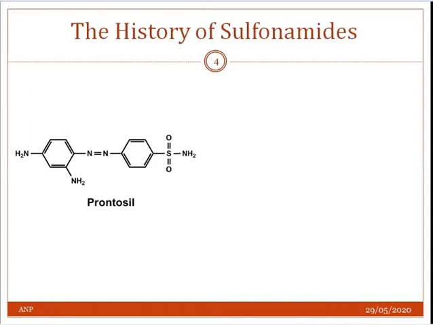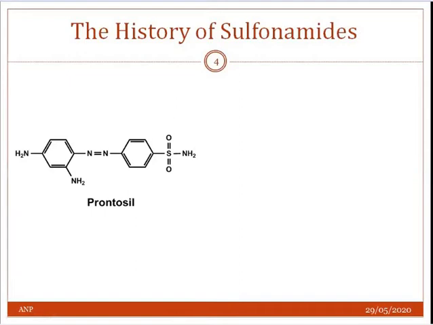In vitro means on your experimental culture, on your microbial culture, right? So no antibacterial effect was observed in vitro. We can say, in other words, prontosil could not kill the bacteria grown in your test tubes, right? And this remained a mystery until it was discovered that prontosil was not in fact the antibacterial agent.